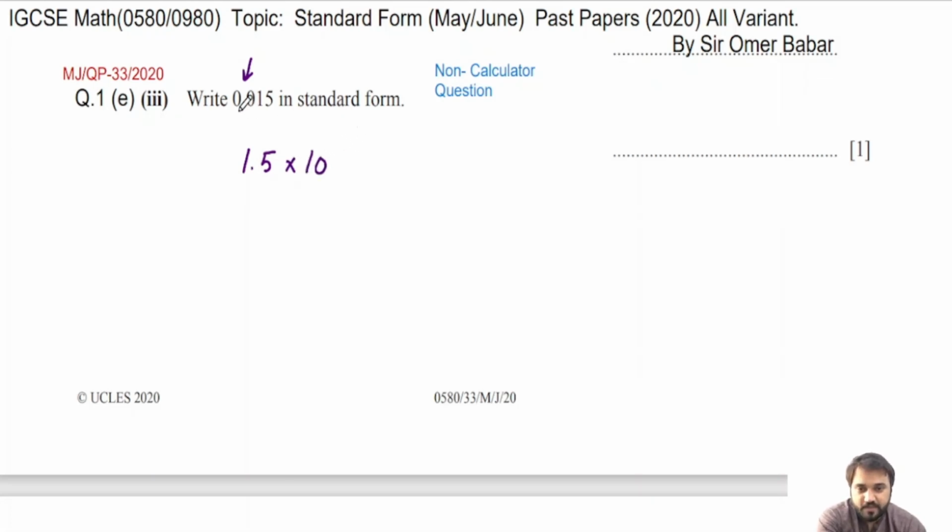You tell me. Of course, it is on the left side of our main digit. What is our main digit? 1. It is on the left side, so that would be negative. And how many digits did this decimal cross to reach after 1? 1, 2. 2 digits. This is our final answer, 1.5 into 10 raised to power minus 2.